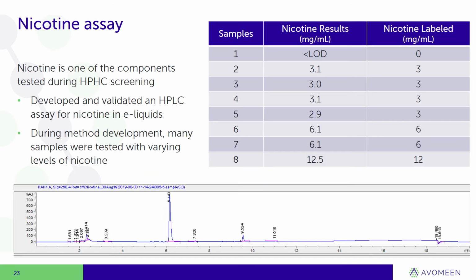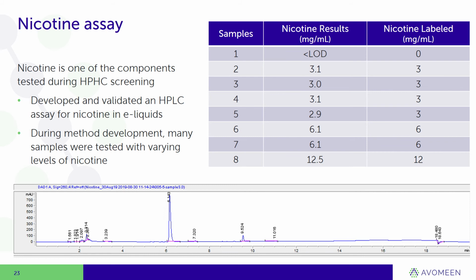So I'm going to talk quickly about one of the methods we developed for testing the amount of nicotine in products. Nicotine is, of course, one of the components tested during the HPHC screening. The reason nicotine is on the HPHC list is that nicotine is an addictive chemical. So Avomeen developed and validated an HPLC method for nicotine in e-liquids. During the method development, many samples were tested with varying levels of nicotine. As I mentioned before, we went to local vape shops and procured different companies, different nicotine levels, and different formulations for this method development.